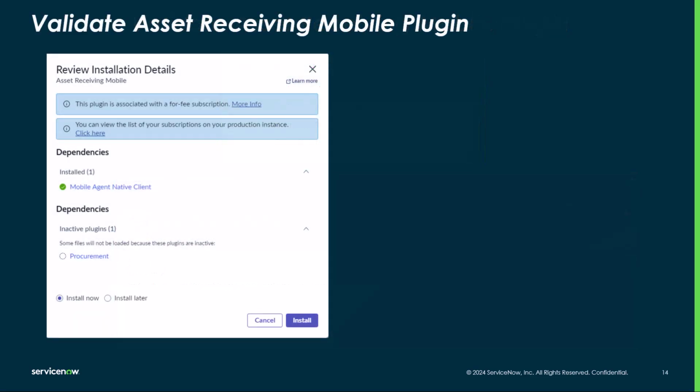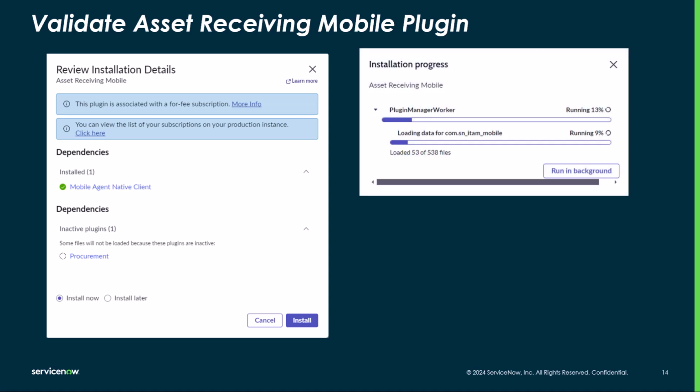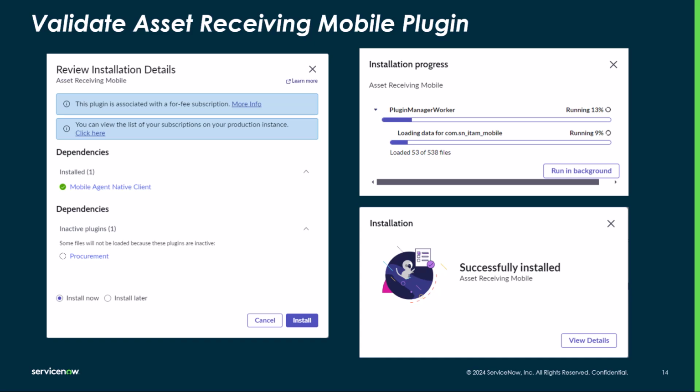So to do that, if it's not installed, you just click on the install button. Again, it's going to install some dependencies. It's going to be a little different depending on each instance, what's already installed, what's not. And again, same concept. It's going to go through the installation process, and when it's done, it will tell you it's been successfully installed.